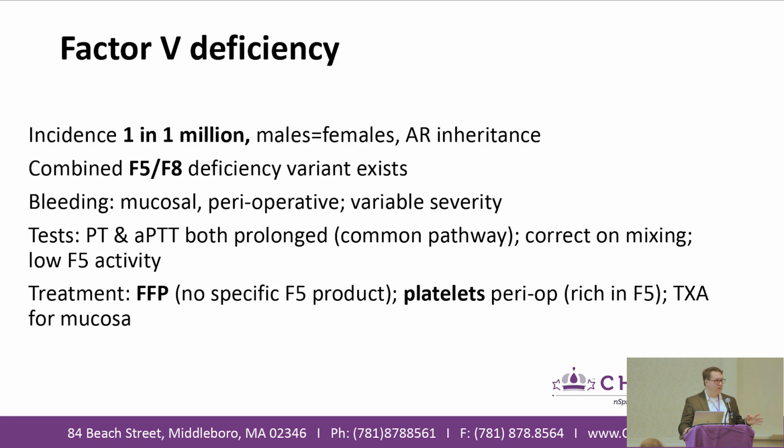Again, common pathway: 1, 2, 5, and 10. Both are going to be abnormal in the PT and PTT. It corrects on mixing because you're adding factor 5 back, and then we run that panel of common factor assays, and we see a low factor activity. So there is no specific factor 5 concentrate. To treat this, we have to give fresh frozen plasma, because that has all the factors in it.